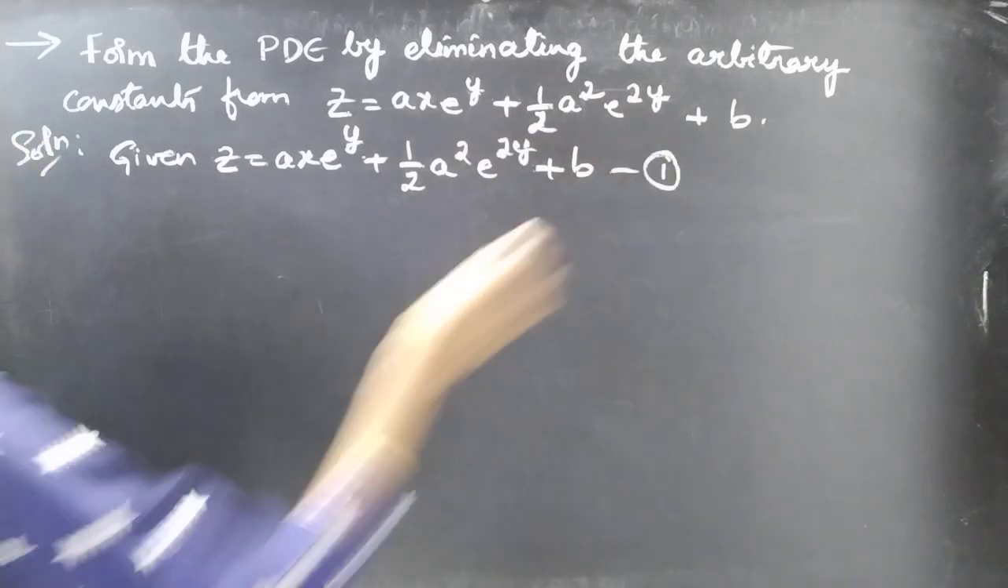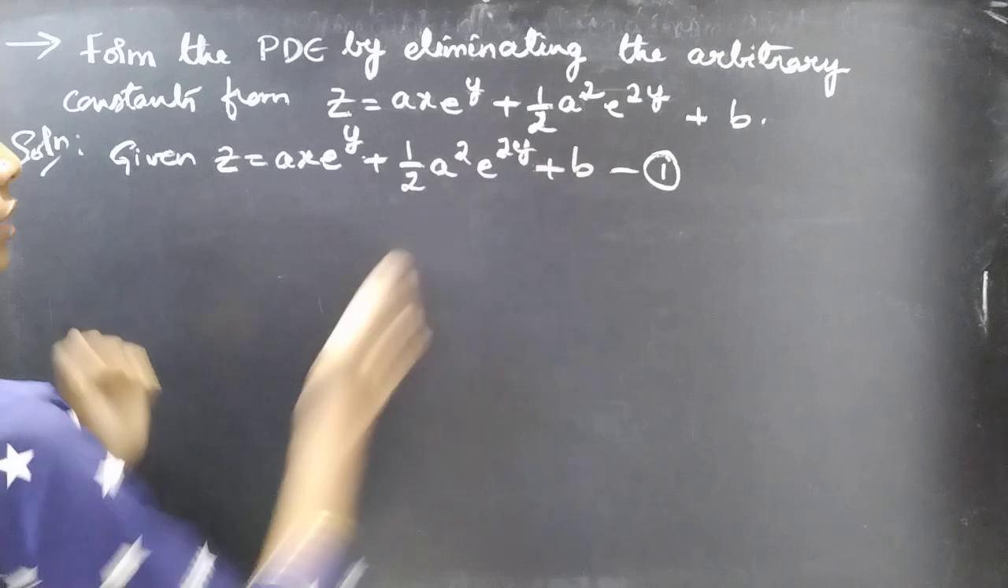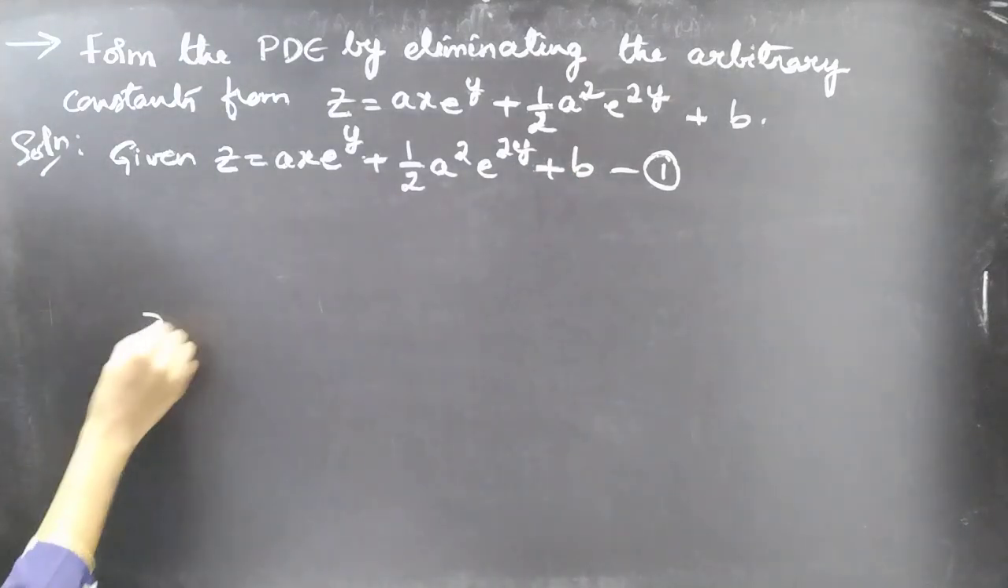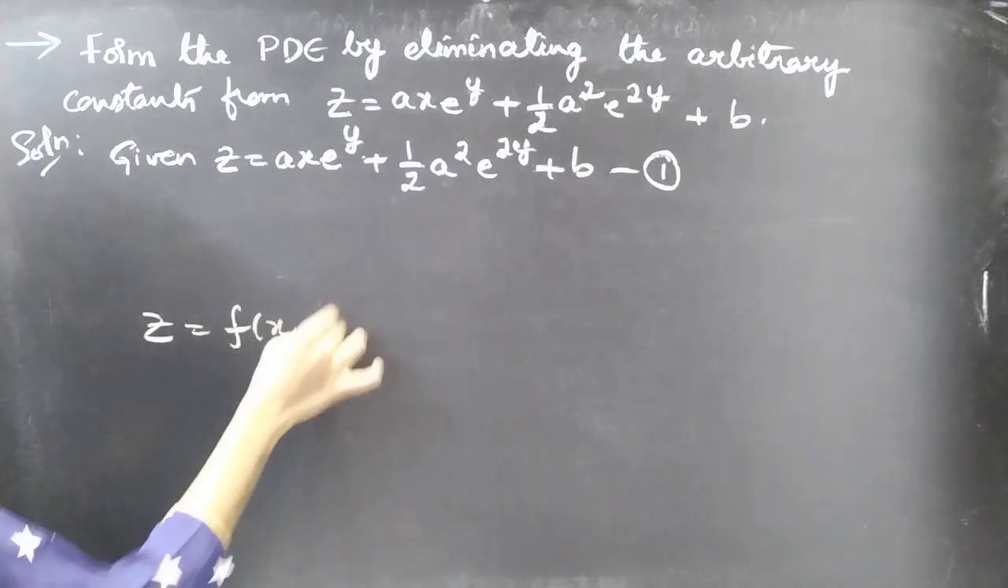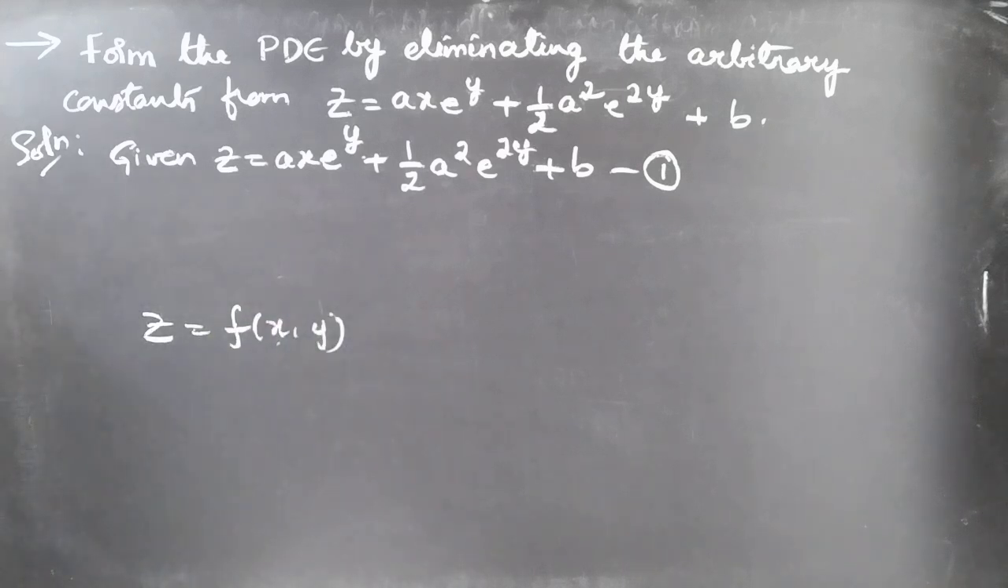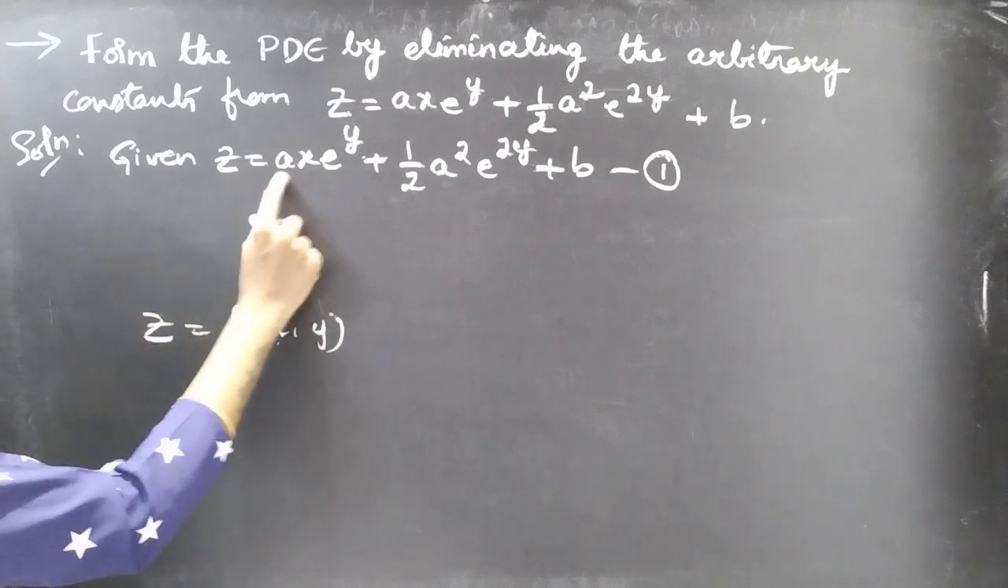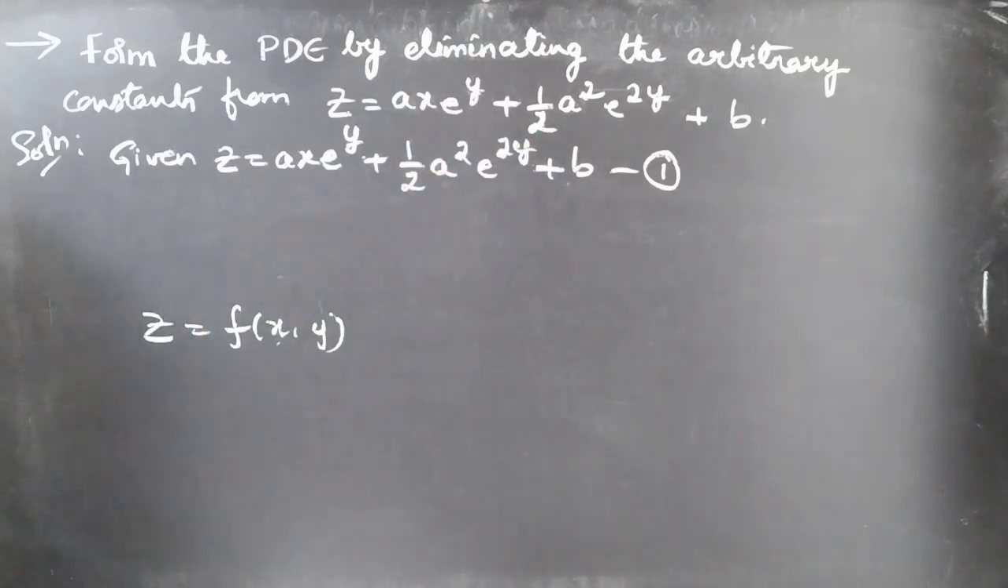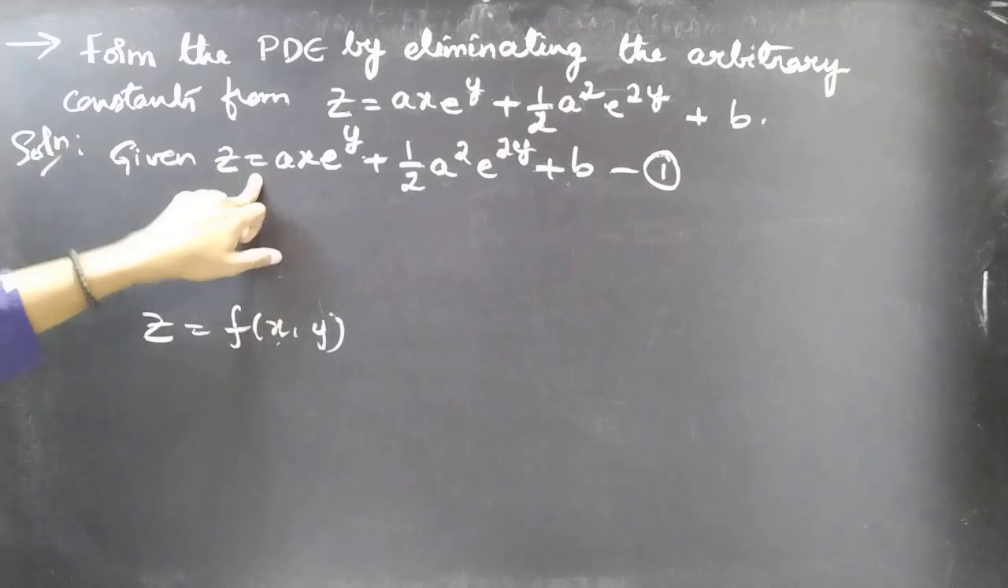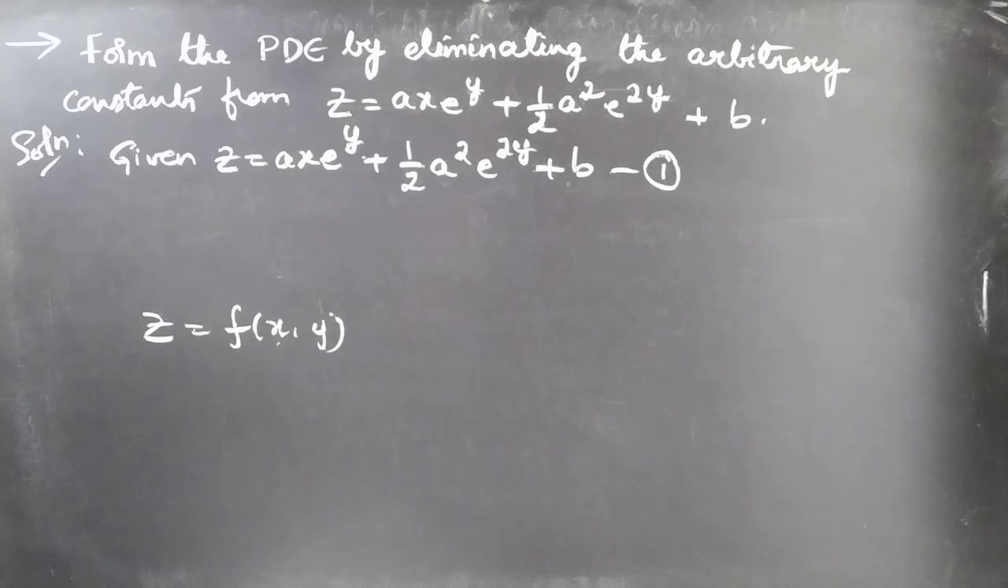Consider it as equation number 1, which involves arbitrary constants a and b, and z is a function of x and y, where x and y are independent variables, and we can call z the dependent variable. Now we are asked to form a partial differential equation by eliminating the arbitrary constants. For that purpose, we'll partially differentiate 1 with respect to x and with respect to y. Firstly, we'll form the PDE in a detailed process, and later we'll go for the shortcut by reducing the number of steps.